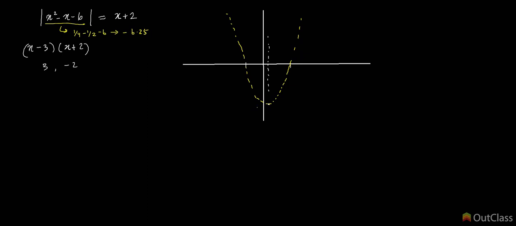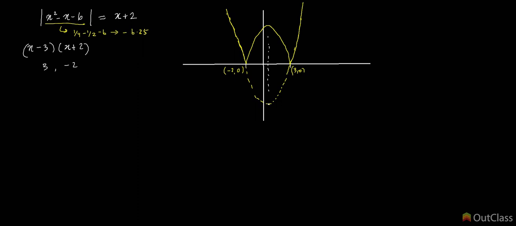And mod of that curve, all you got to do is retain the portion which is above the x-axis, and flip the portion which is below the x-axis to positive y values. So this curve right here is mod of x square minus x minus 6. We also need to remember the fact that the points were minus 2, 0. This is one of the roots, the other root is 3, 0.